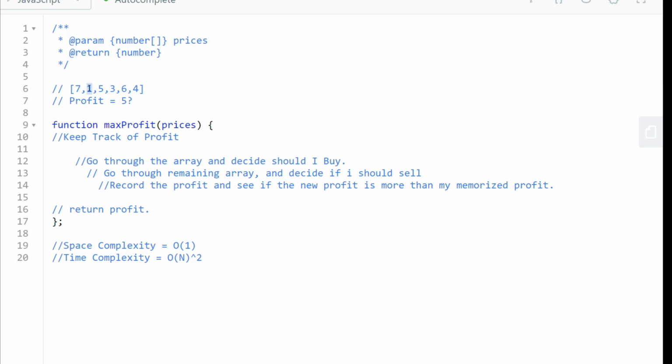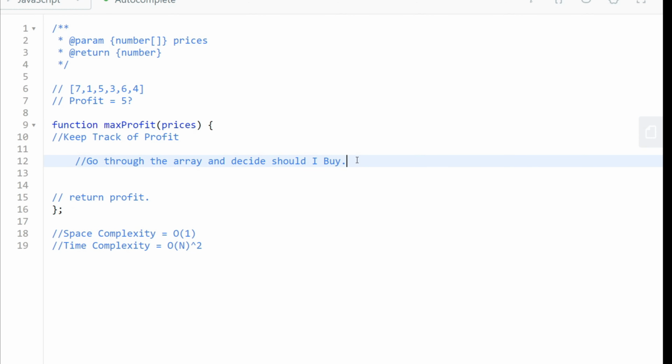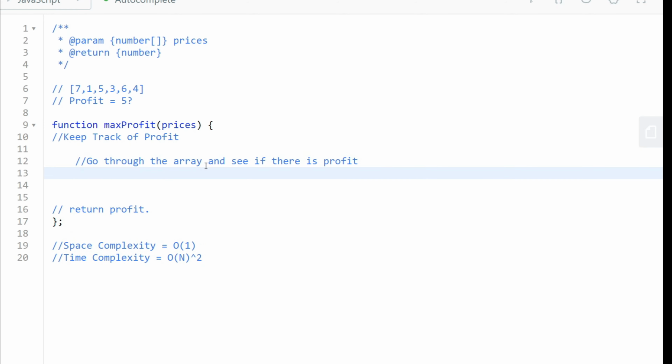If I buy at $7 and I sell at 1, does that give me a profit? So effectively, I'm going to go and check my first pair. So I'm going to try to remove this, go through the array and see if there is profit. How do I see if there's profit? I'm going to be checking I and I plus 1. So is there profit?